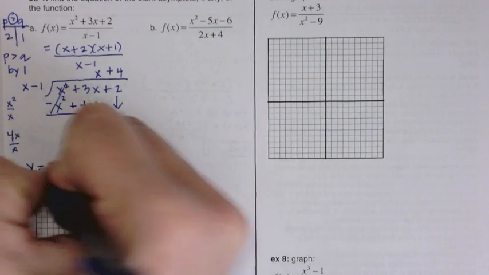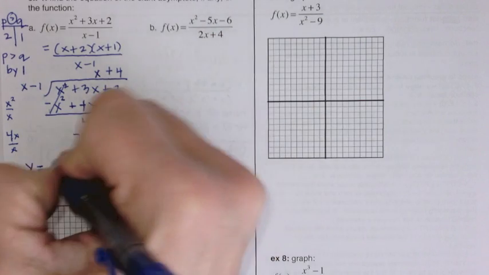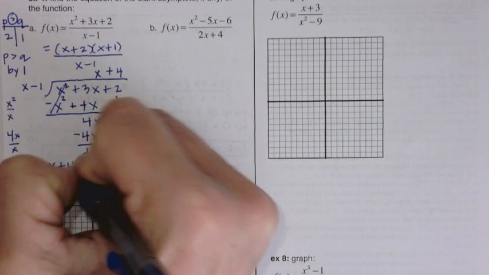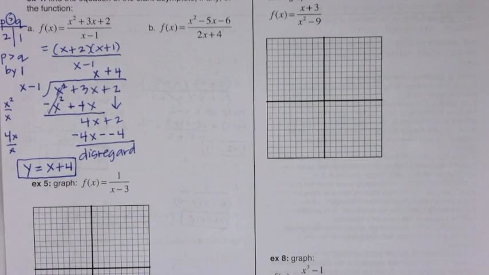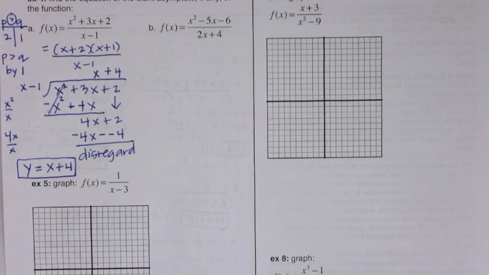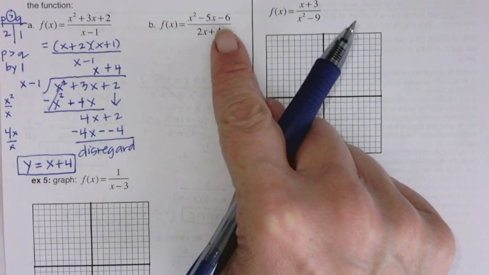What we're interested in is that quotient. So our quotient is x plus 4. So that, my friends, would be the equation of the slant asymptote. Pretty cool. This one's just slightly more intense.